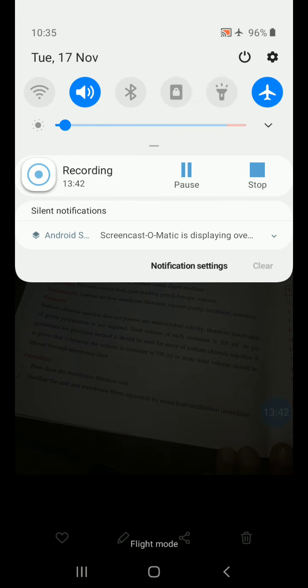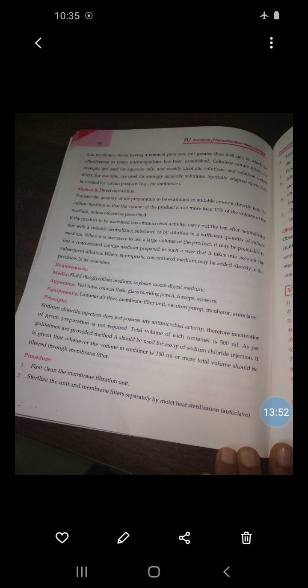Observe and compare the turbidity in the medium with the standard tube. If there is no turbidity in the fluid thioglycolate medium and soybean casein digest medium, it is clear that the sample under test does not contain any form of microorganism and it is suitable for use. Such a preparation can be called a sterile preparation. If any type of turbidity is found, then repeat the experiment for confirmation of the result.